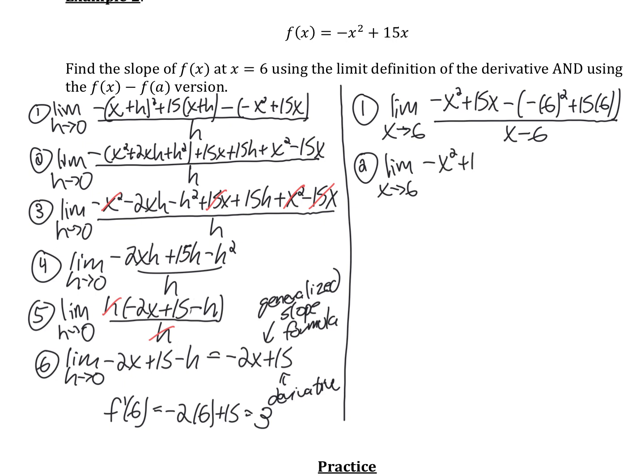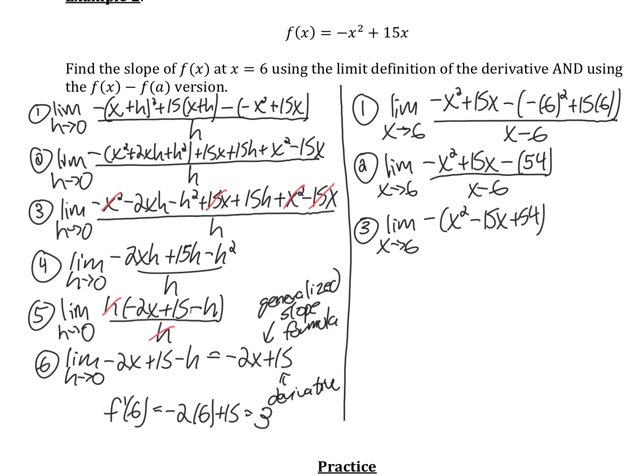Negative x squared plus 15x, and if we simplify all that arithmetic, negative 6 squared plus 15 times 6, we get minus 54, all over x minus 6. Well, if we do some more factoring here, we have the limit as x approaches 6 of negative x squared minus 15x plus 54, over x minus 6. So it's still some work using this method, but you'll see what happens here. It's a little bit quicker.